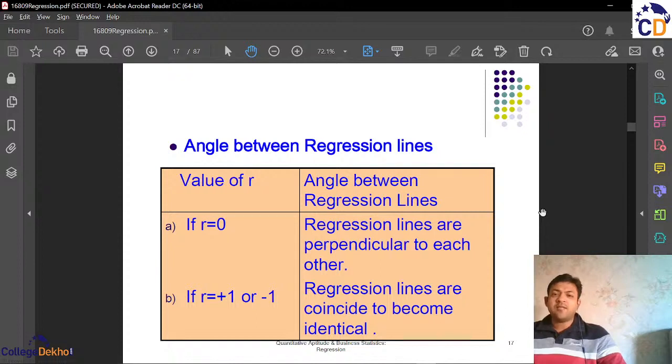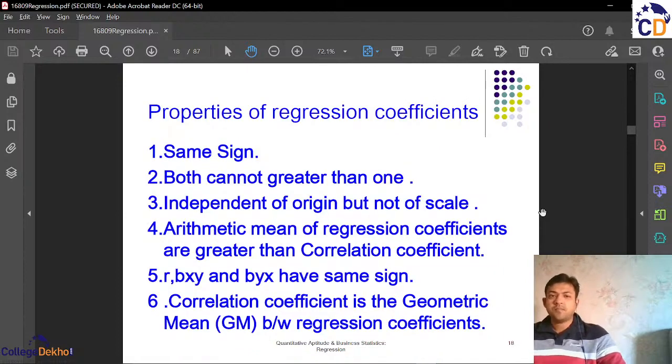If the value of r is equal to 0, then the regression lines are perpendicular to each other, meaning the angle between the regression lines is 90 degrees. Similarly, if r is equal to plus 1 or minus 1, the regression lines coincide to become identical. So we get the same regression line basically. Please feel free to ask if you have any questions so far.